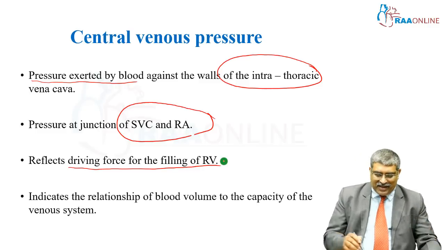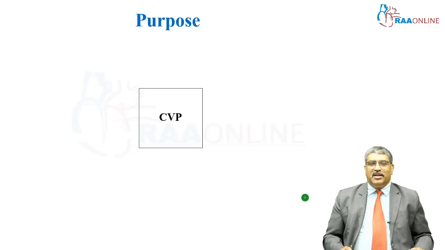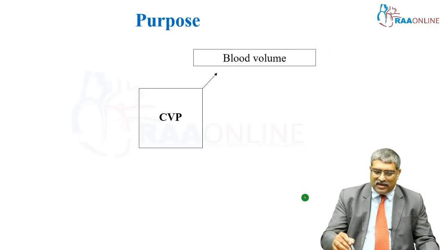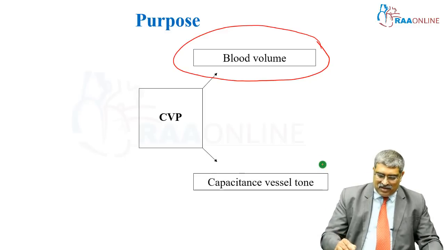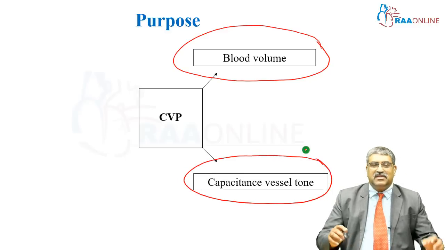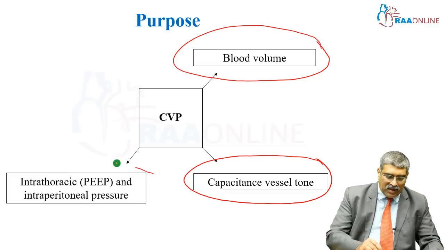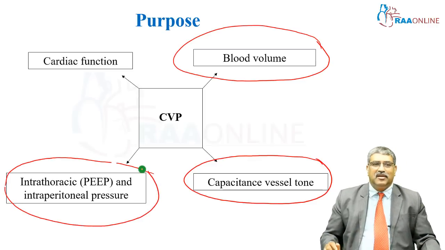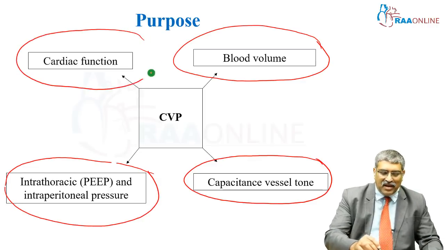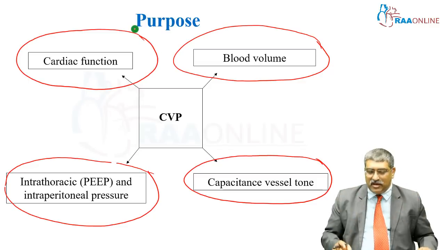It also indicates the relationship of the blood volume to the capacity of the venous system. In short, your CVP can reflect the blood volume coming to the heart and the vessel tone, the capacitance vessel tone. Intrathoracic PEEP and intraperitoneal pressure can also alter the central venous pressure. Finally, it can reflect the cardiac function. These are all the various purposes of central venous pressure.